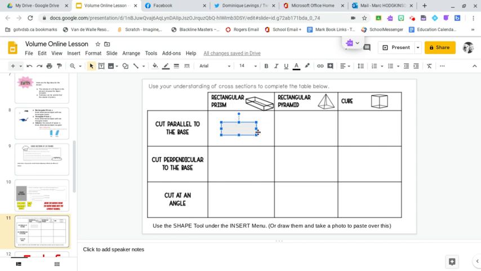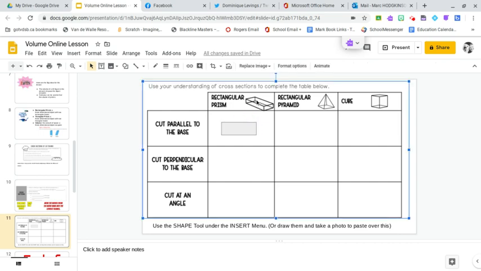Now, if I was going to cut it with a perpendicular line coming this way, what would that look like? And what would it look like if I cut it on an angle? So what we're trying to get you here is the idea of understanding the different cuts that can happen and how a cross section of an object works.